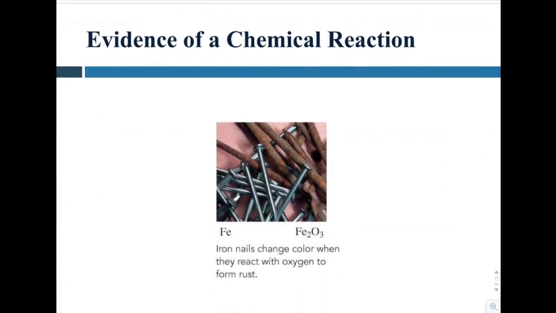So, evidence of a chemical reaction. Iron rusting is a classic example. It takes on oxygen from the air, it oxidizes, and it turns into iron oxide. This substance here, give a practice naming that. That is iron(III) oxide.